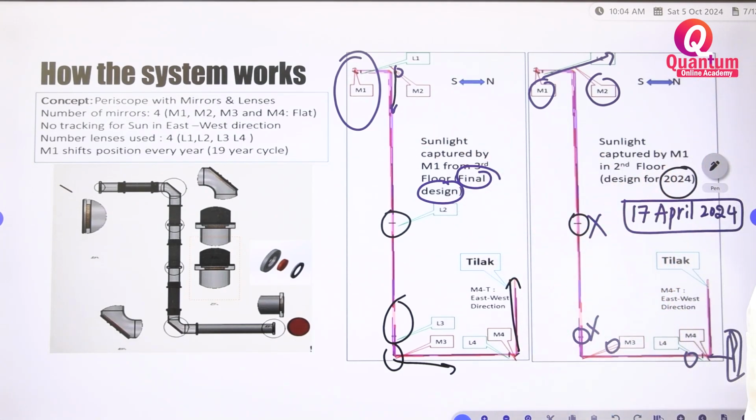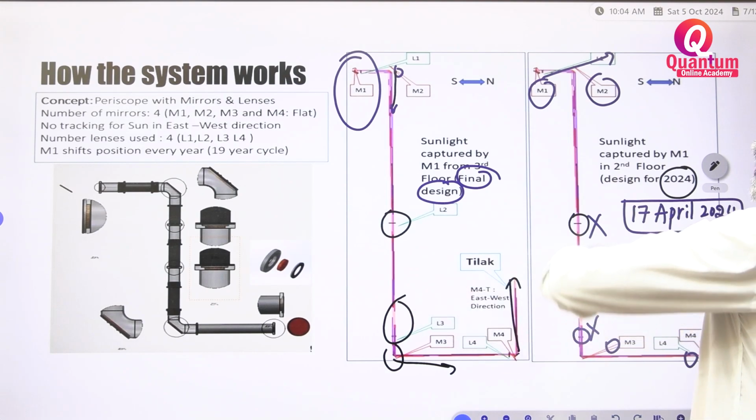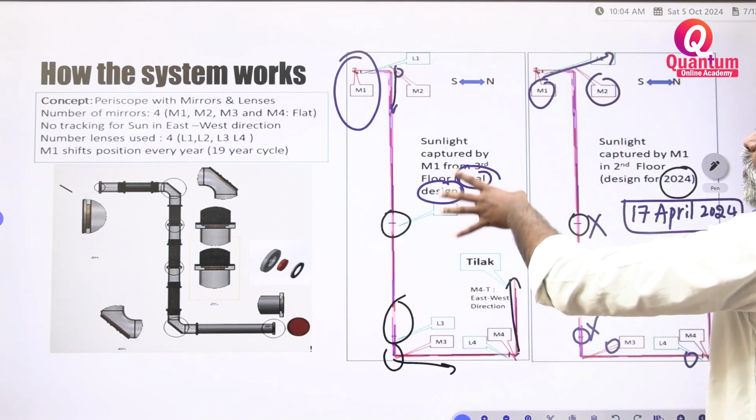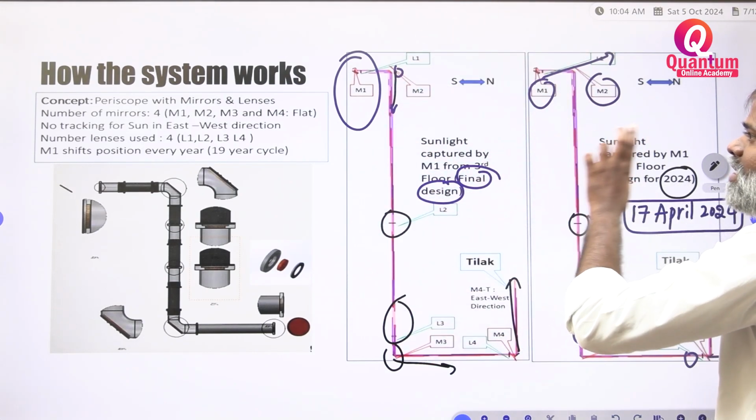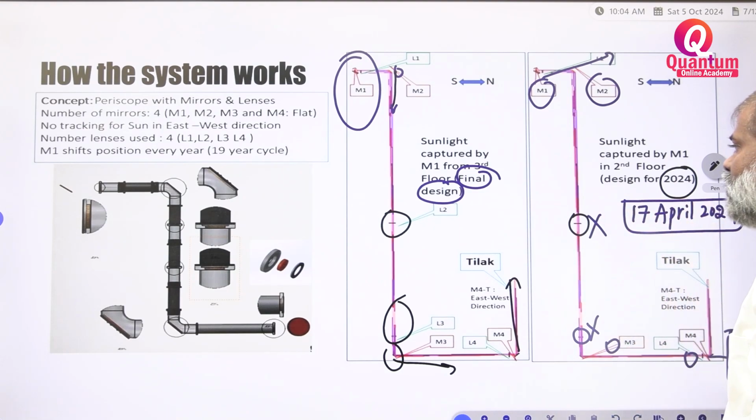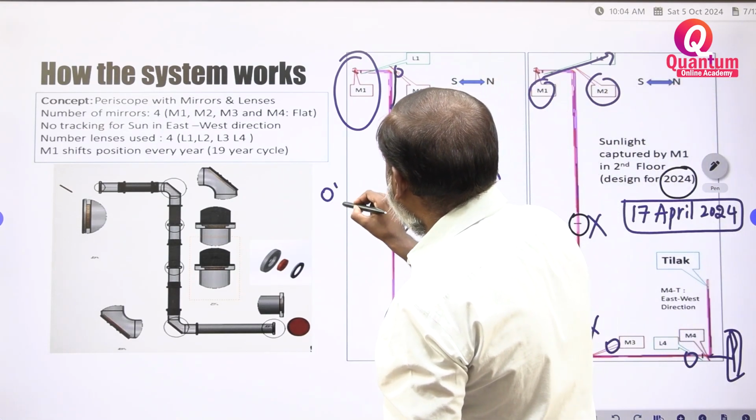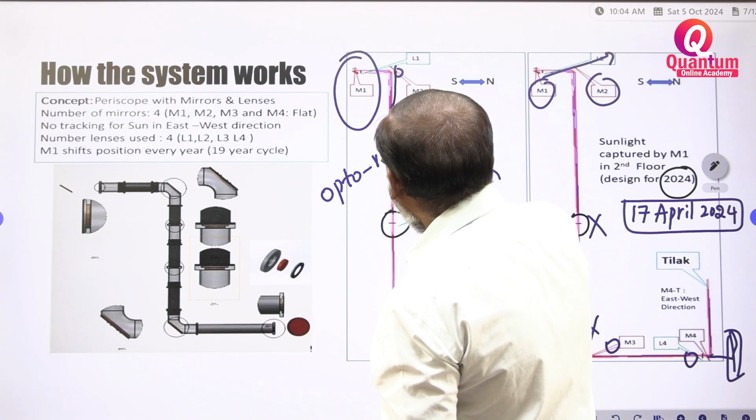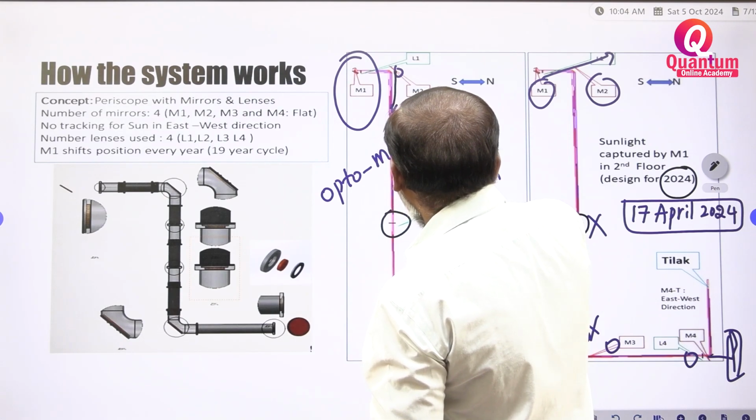So this is a very, very important phenomenon. This phenomenon we call the optomechanical system. Which system is it? The optomechanical phenomenon.